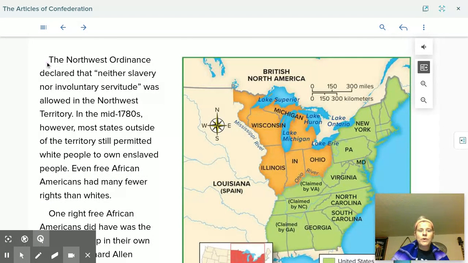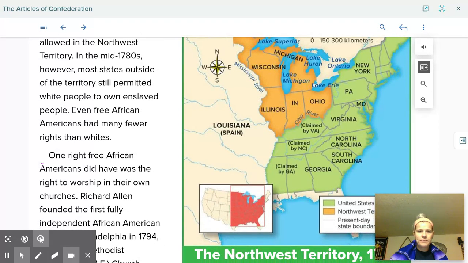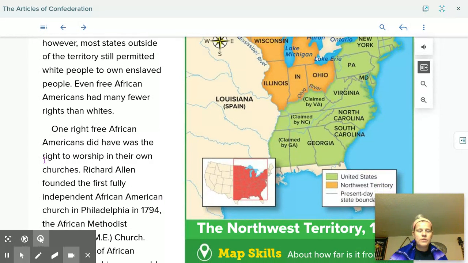The Northwest Ordinance declared that neither slavery nor involuntary servitude was allowed in the Northwest Territory. In the mid-1780s, however, most states outside of the territory still permitted white people to own enslaved people. Even free African Americans had many fewer rights than whites. One right free African Americans did not have was the right to worship in their own churches.